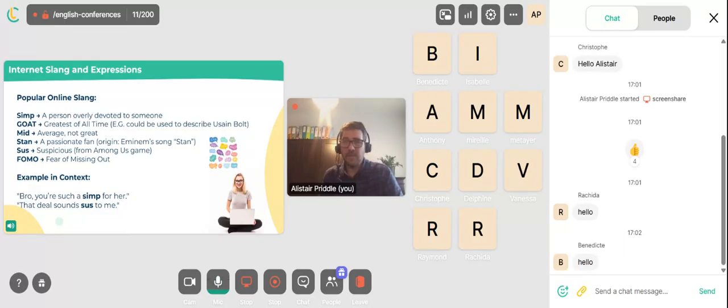Sus, this is suspicious and is from the Among Us game. FOMO, fear of missing out. So we have a couple of examples in context. The first, bro, you're such a simp for her. That deal sounds sus to me. Okay, well, let's continue.